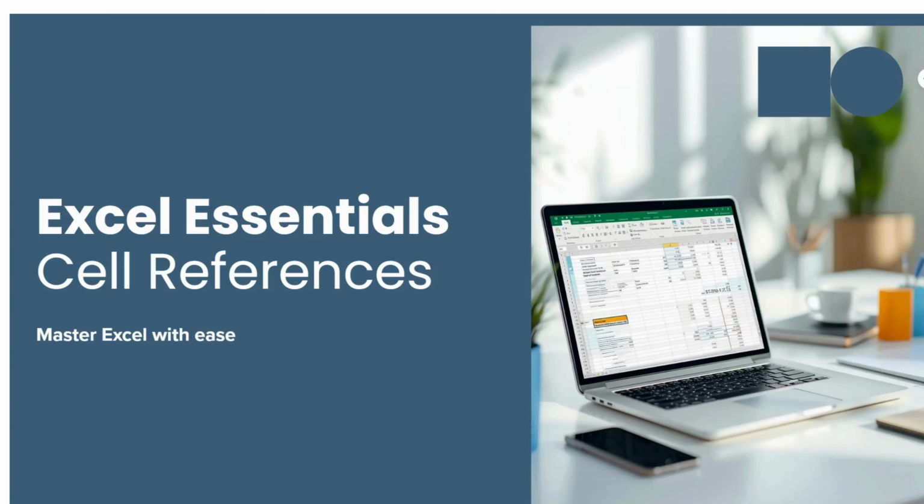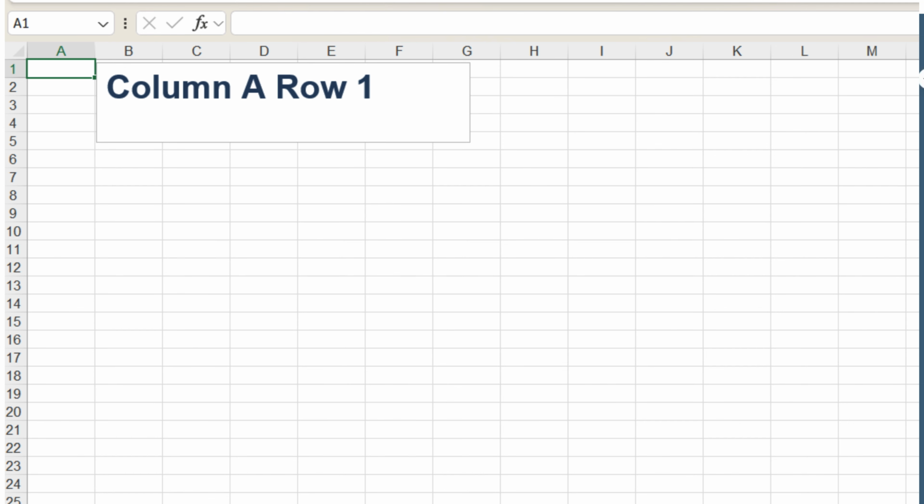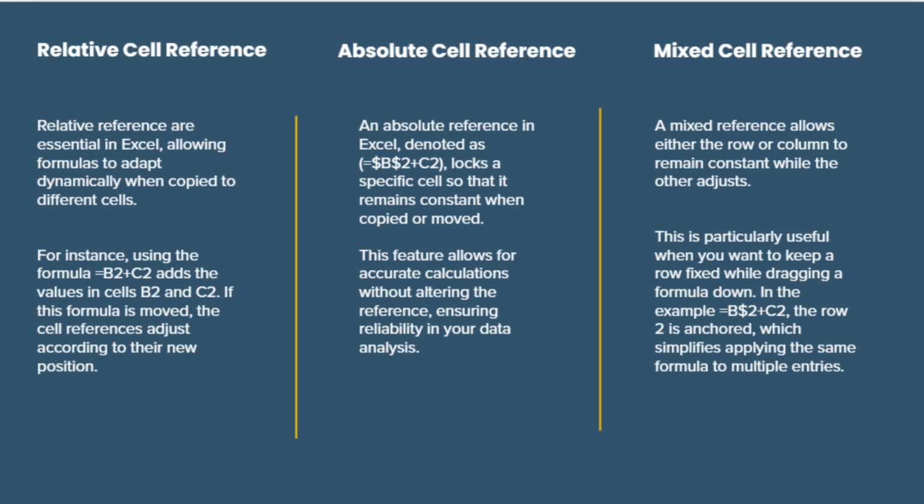In today's video, we'll cover one of the most important concepts in Excel: cell references. A cell reference simply tells Excel where to look for data in your sheet. You have A1 for column A, row 1, and B2 for column B, row 2. The way Excel behaves when you copy or drag formulas depends on the type of reference you use.